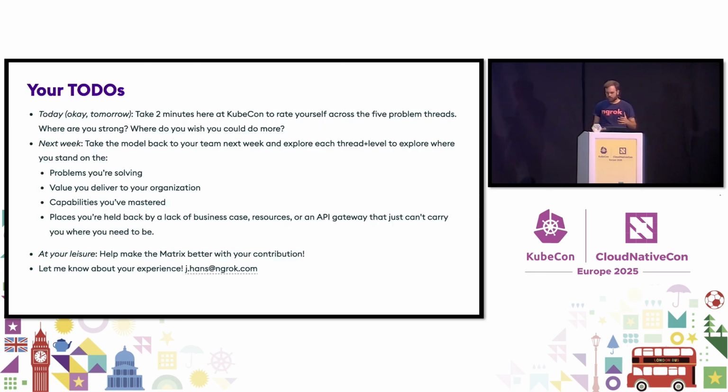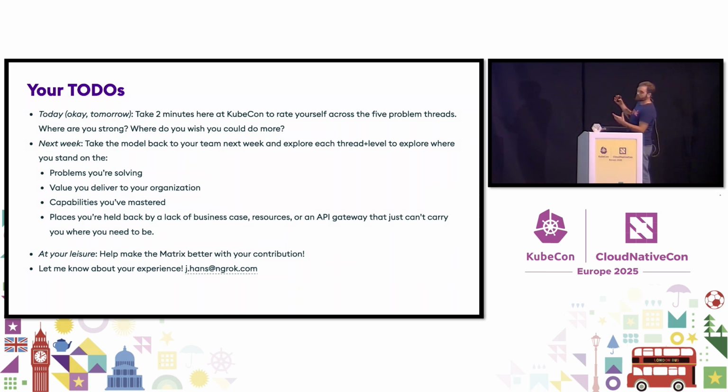What I would like you to walk away with today, since we've got just a couple of minutes, is this: maybe not today, I understand we have a KubeCrawl right after this, but take a few minutes to go to that repository and see where you stand. Where are you strong? Where do you wish you could do more in terms of the capabilities of your API gateway?